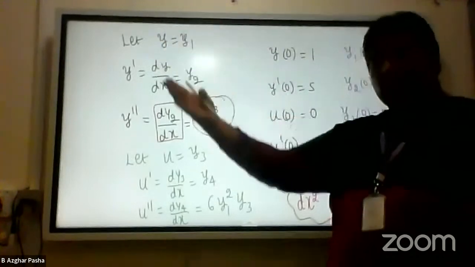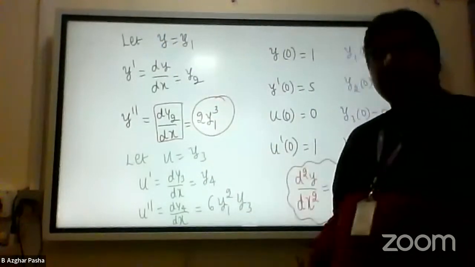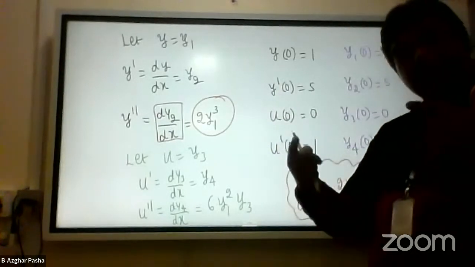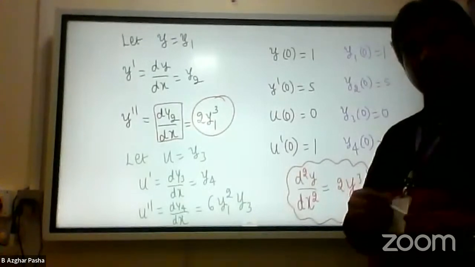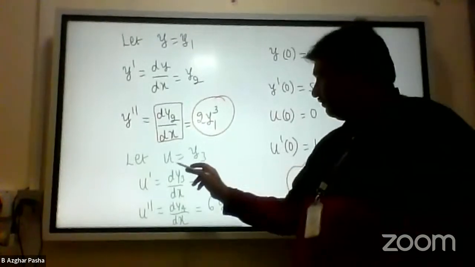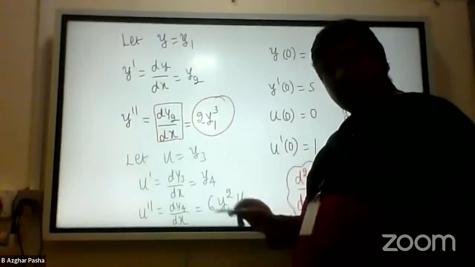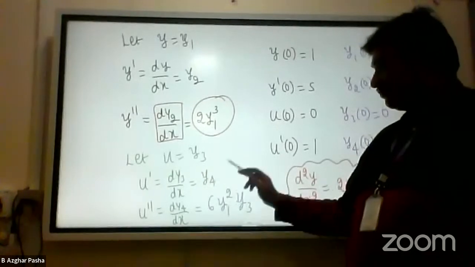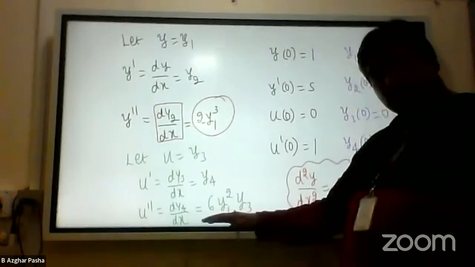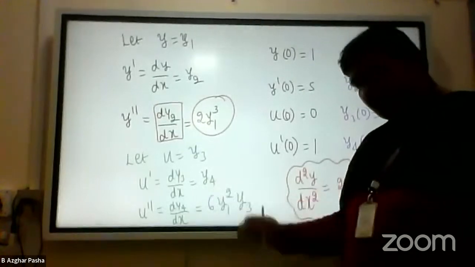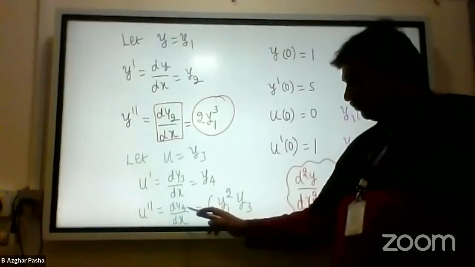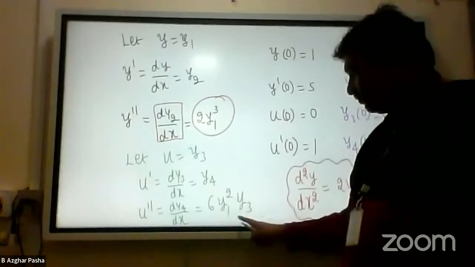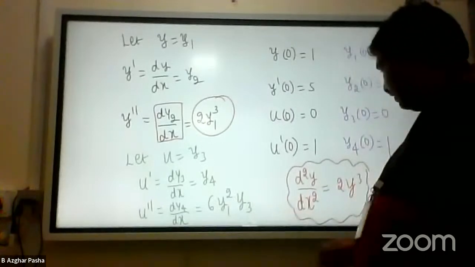If the given equation is a fourth order derivative, then you have to stop at the fourth derivative. Like that, second derivative, stop here. Next, start the second initial value problem. For that, the variable is u, call u as y3. Then its derivative u dash is dy3 by dx, call it y4. U double dash, you have to stop. So I'm not calling it y5, I have to stop here. U double dash equals dy4 by dx, and that u double dash is 6y1 square into y3.